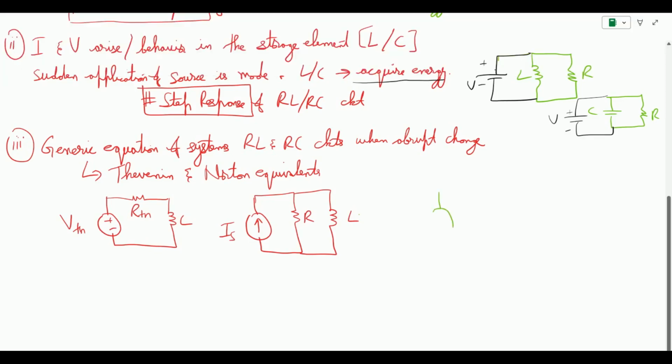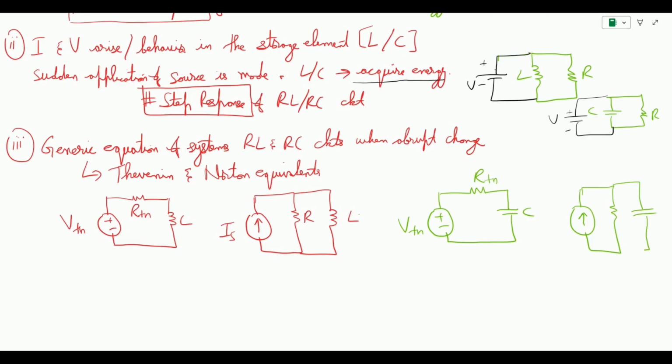And the same goes for the capacitor. We will have a voltage source with the RThevenin, and then we will have a capacitor. So this is RThevenin, VThevenin and capacitor, and we can have the Norton equivalent with the capacitor as well. So we will have RThevenin and then we have IThevenin. So these are the four combinations that we can use to find a generic solution to the RL and RC circuits.